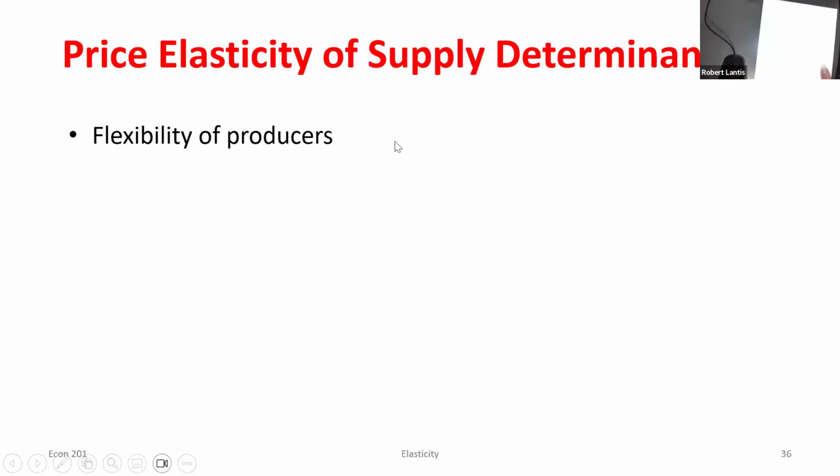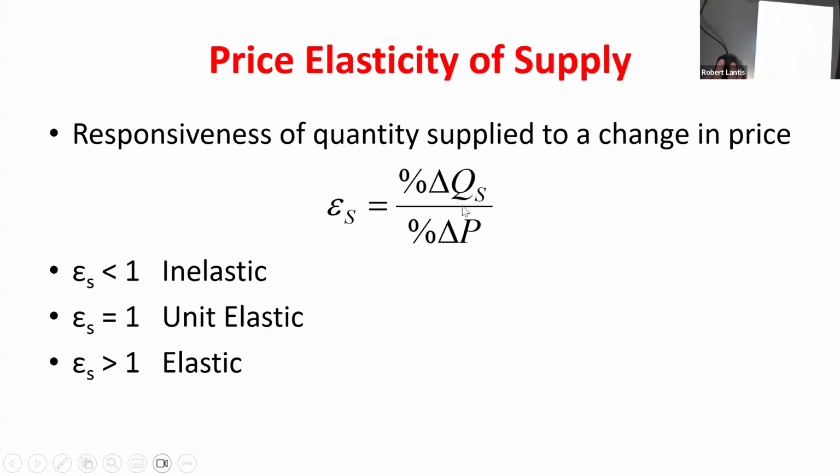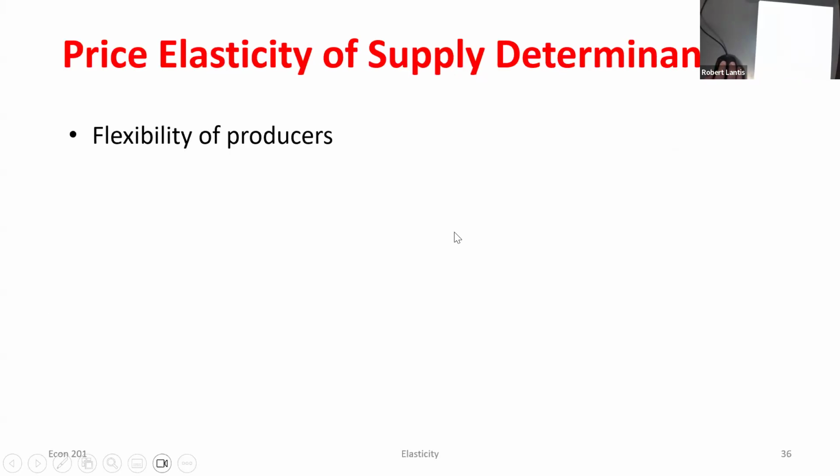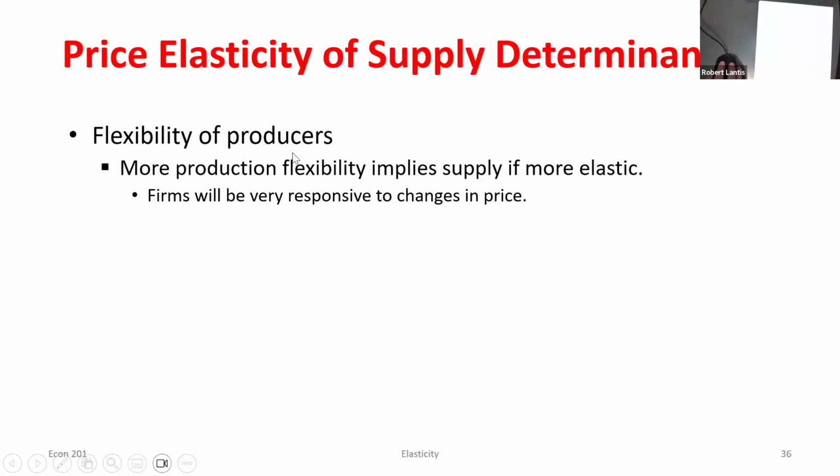So what are some things we talked about, some determinants of demand that impacted the price elasticity of demand? What are some things that would impact the price elasticity of supply? So how responsive are producers to changes in the price of a good? Okay. So flexibility that the producers have. So the more flexibility that they have, when the price of a good changes, they can be more elastic.